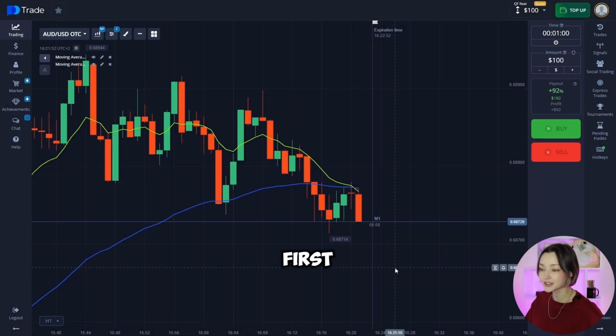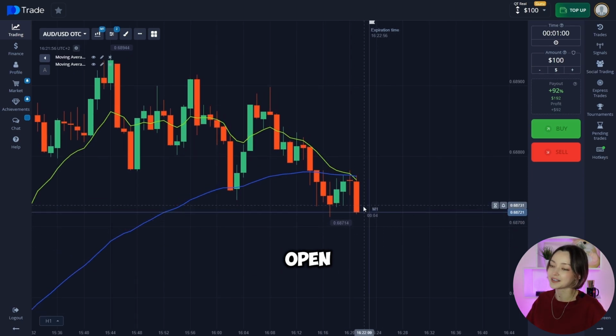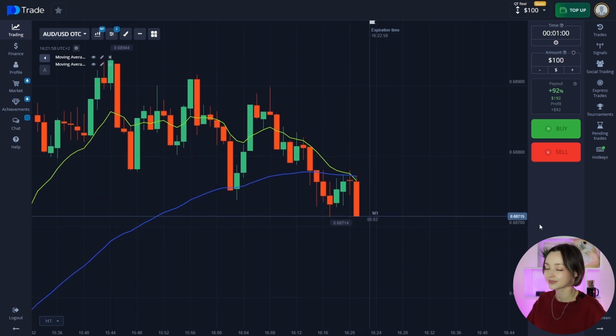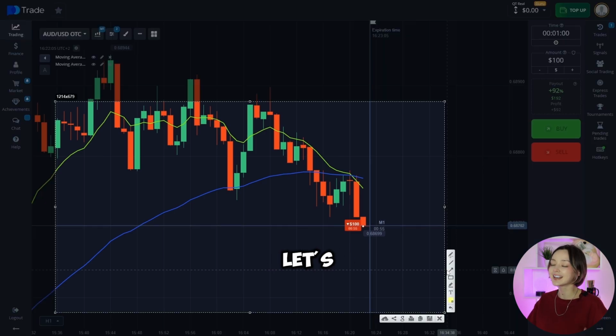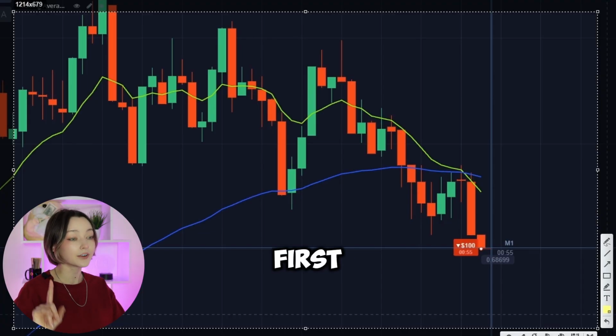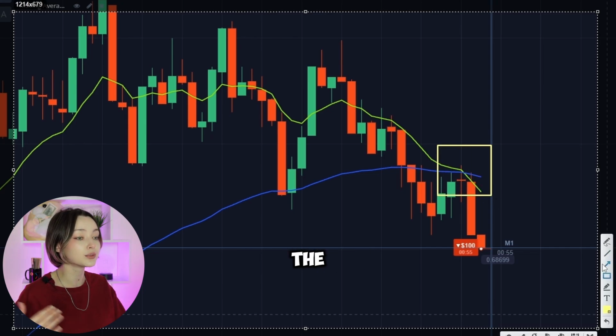So I found the first good entry situation. I'm going to wait for this candle to close and then open a down trade. The candle has settled and I have opened a trade down for a minute. So let's see what we can note here. First of all, I can see an intersection here, which is a green line crossing the blue line from top to bottom. This is a signal that the trend is changing from an uptrend to a downtrend.